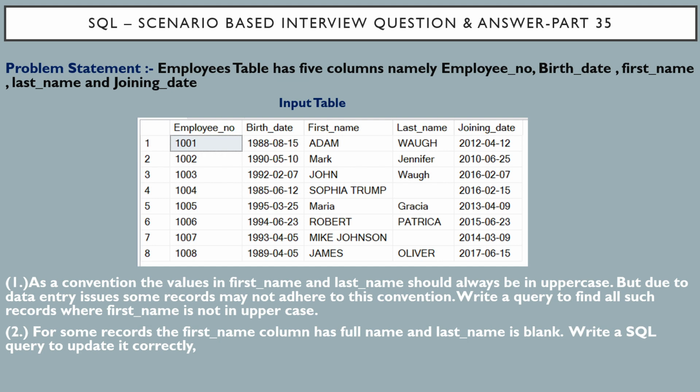So you can see in row number 2 and row number 5, only the first letter is in uppercase and the rest are all in lowercase. So we have to find such records.